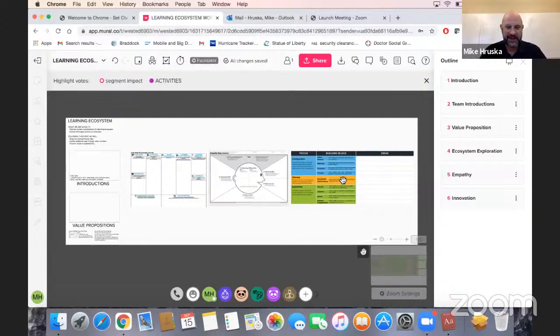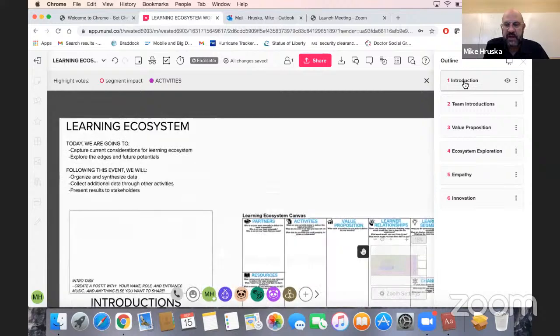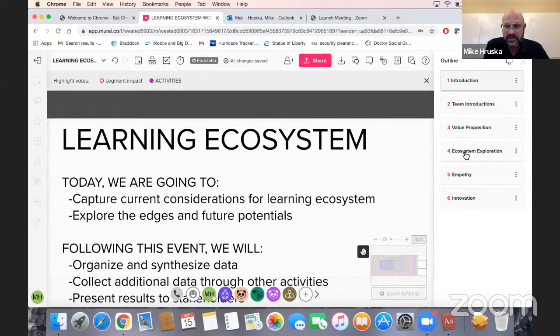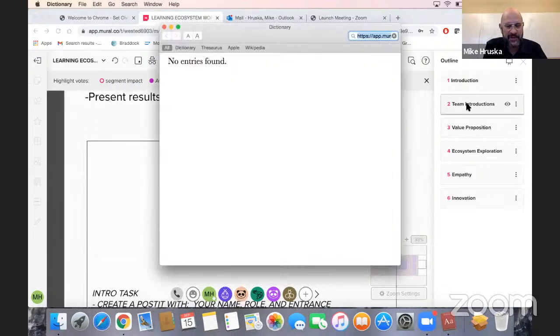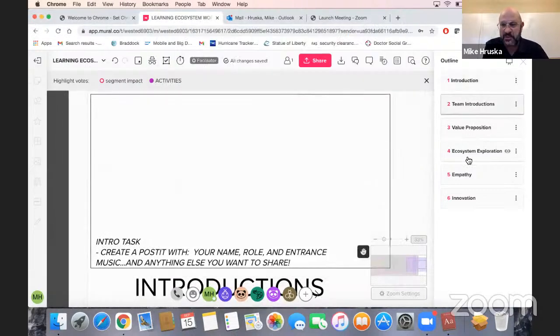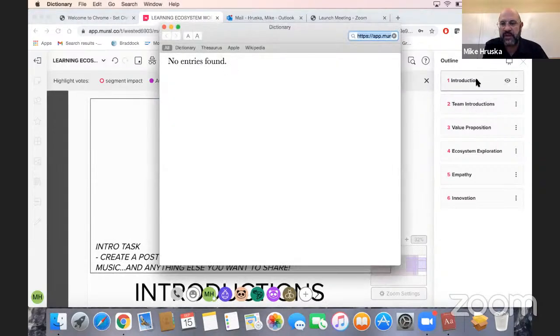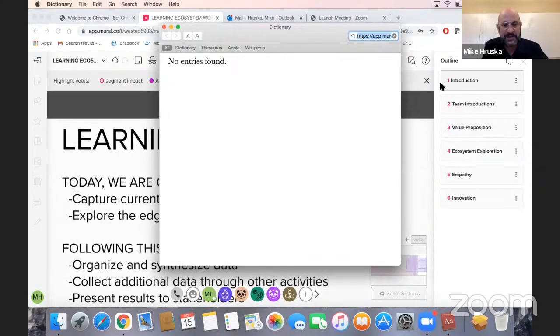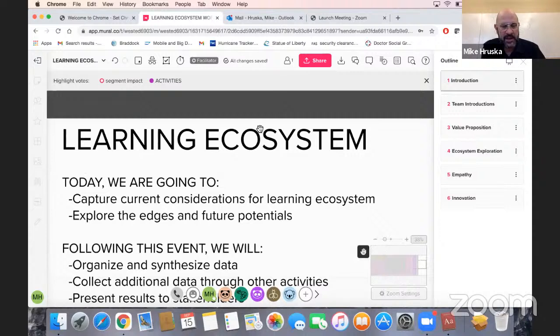The bread's coming out of the oven, and to slice it up for you, there's a really nice feature that any object that is in your mural, you can add to something called the outline view. And so if I want to go to the introduction, I can take you there. If I want to go to the team introductions or whatever sections I want, it's very helpful for navigating in real time along the way.